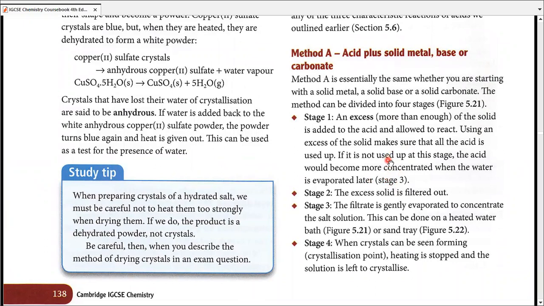Remember, in chapter number 2, we took 4 steps of crystallization. Number one, formation of a saturated solution. Number two, filtration. Number three, evaporation. Number four, crystallization or drying. So this is all of it. So stage two is filtration, stage three is evaporation, stage four is crystallization or drying.